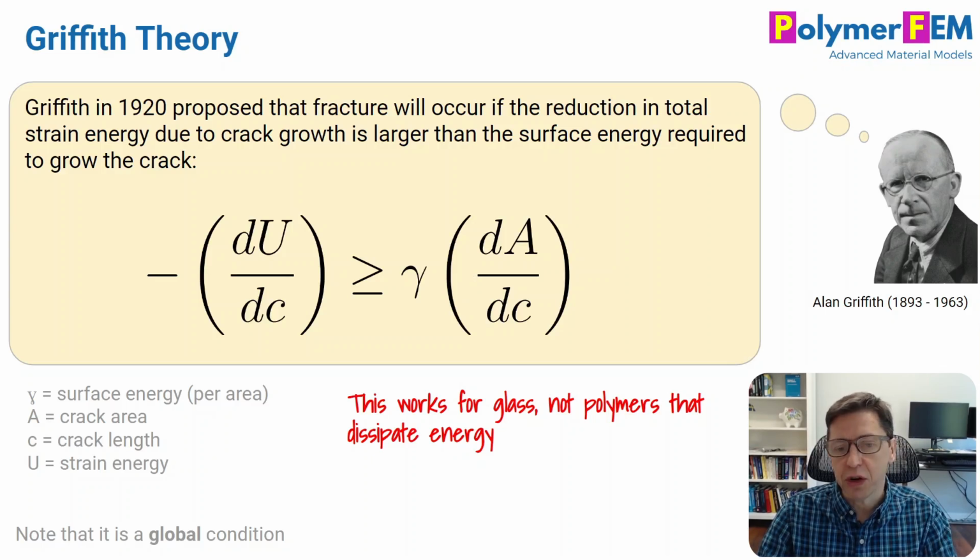And this works. The problem, though, is that it requires that there are no dissipative mechanisms in the material. So practically speaking, if you want to apply this, it only works for very, very brittle materials like glass, for example, not polymers, because close to the crack tip, there typically will be dissipated energy due to plasticity and other mechanisms. But if you don't have that, then the Griffith theory is just fine, and it actually works pretty well for glass-type materials.